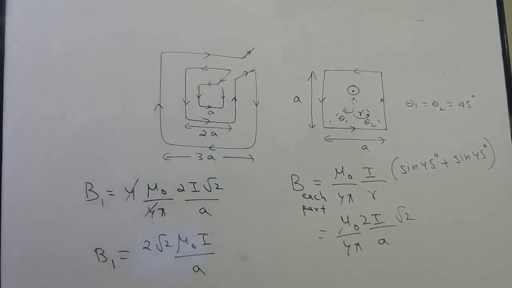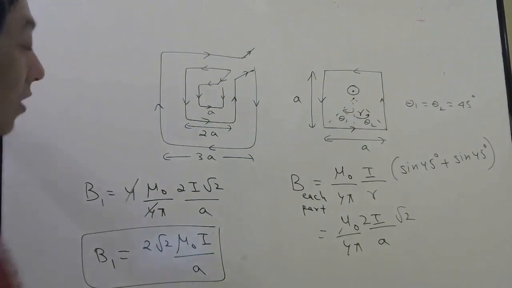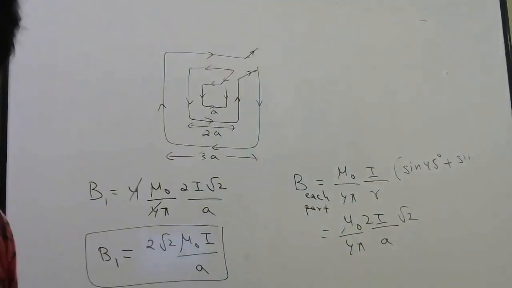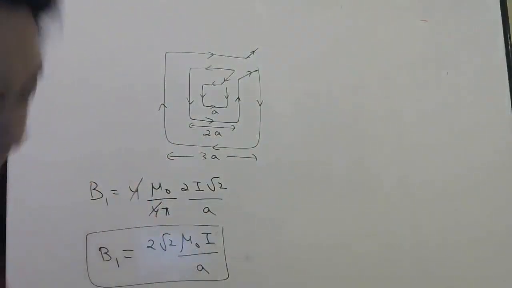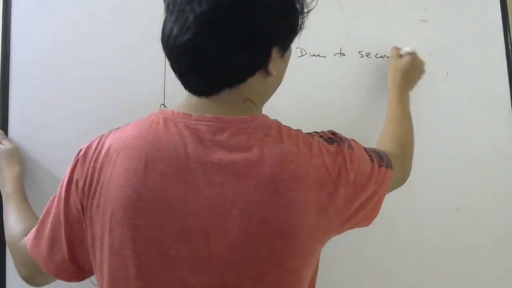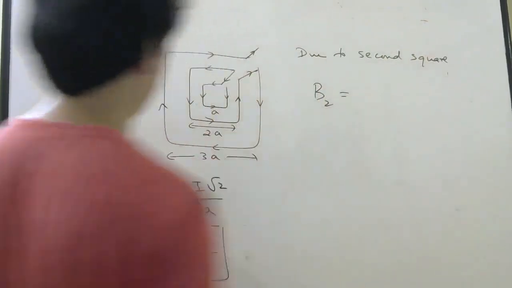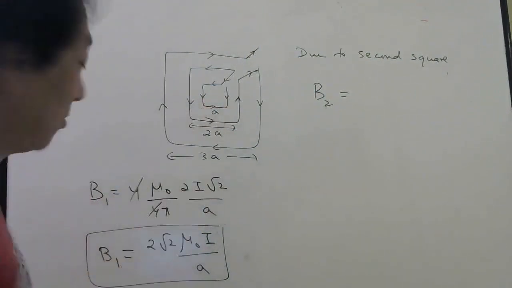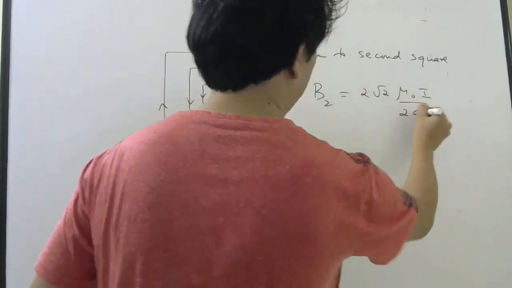That will be the magnetic field due to the first square. Now due to the second square, do we do it again? No, due to the second square it will be the same as this only. So due to the second square, the magnetic field will be what? The only difference is that before the side was A, now the side is 2A. So it will be 2 root 2 mu naught I by 2A.